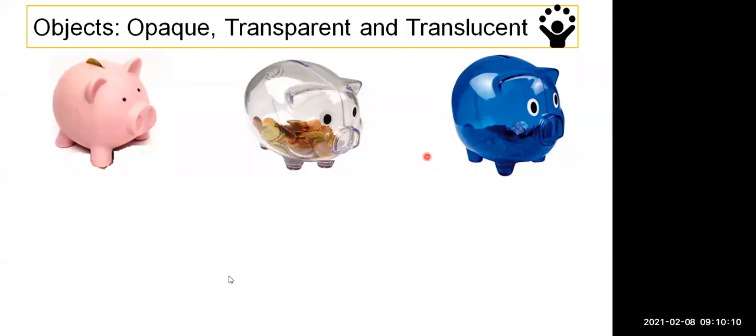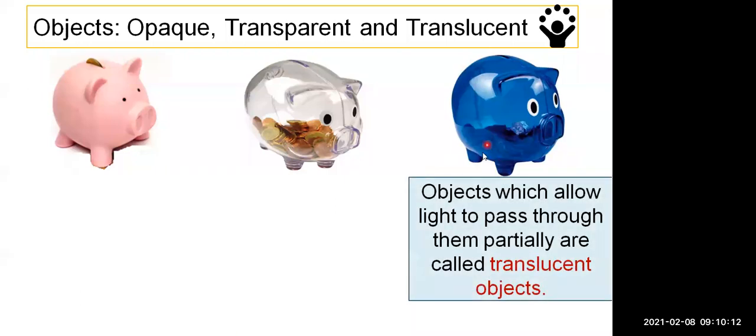Now let us talk about the blue piggy bank. Here the object allows the light to pass partially through it, which means only some amount of light could pass through it. If these are the lights which are coming, only some amount of light could enter, one or two lights could enter inside. And that is why we call them translucent objects.